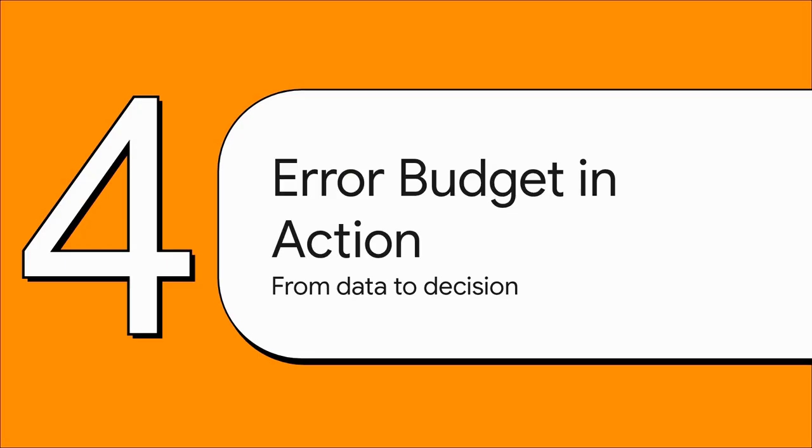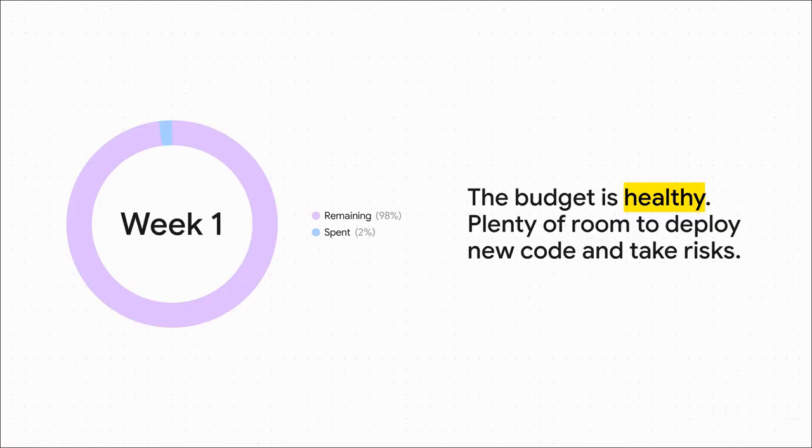Now for the payoff, because this isn't about making pretty charts. This is about taking that data and turning it into crystal clear signals that tell you exactly what to do next. So in week one, life is good. Everything's running smoothly. We've only spent about 2% of our budget on a few little blips. We've got plenty of room to deploy new things, to take some chances.